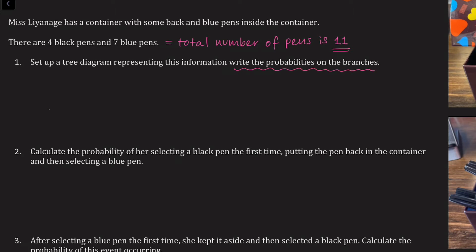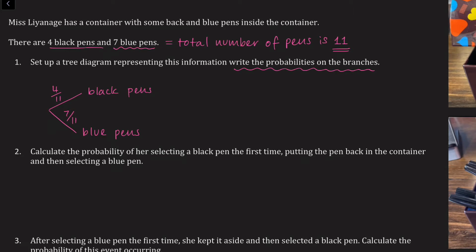Now we're only going to set up the first event, given that I've given you no other information. So we've got our black pens and we have our blue pens. Now we have 4 black pens, so out of 11, so I'm going to write my probability as a fraction, so I've got 4 out of 11. Then we have 7 blue pens, so I'm going to write 7 out of our 11 pens are blue.